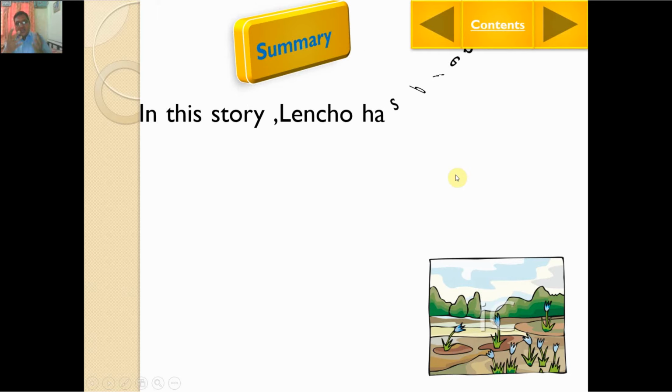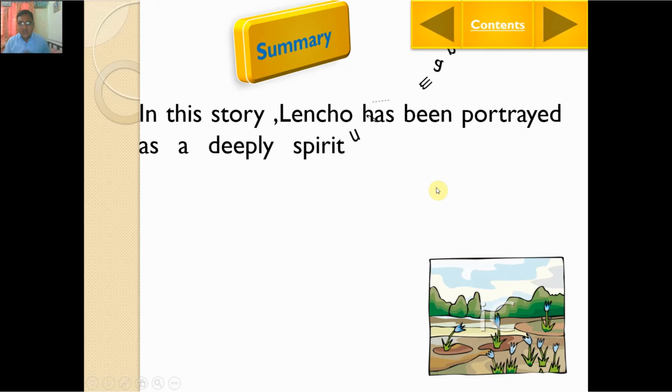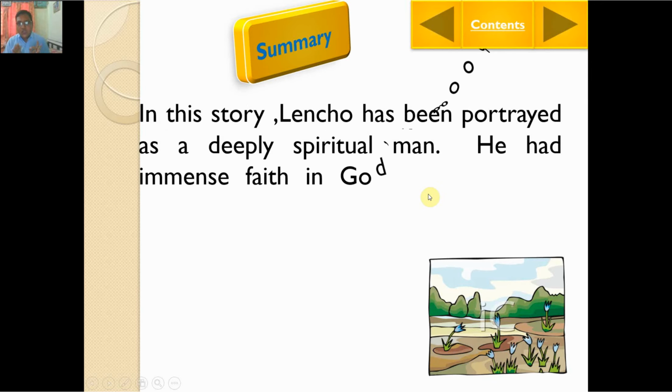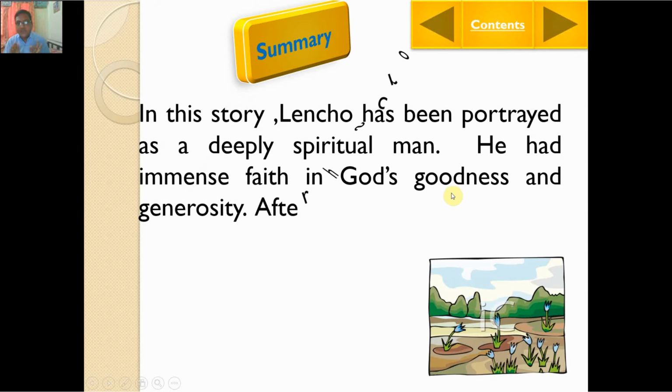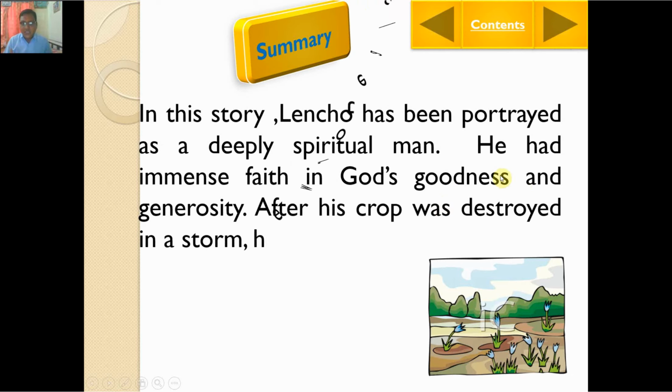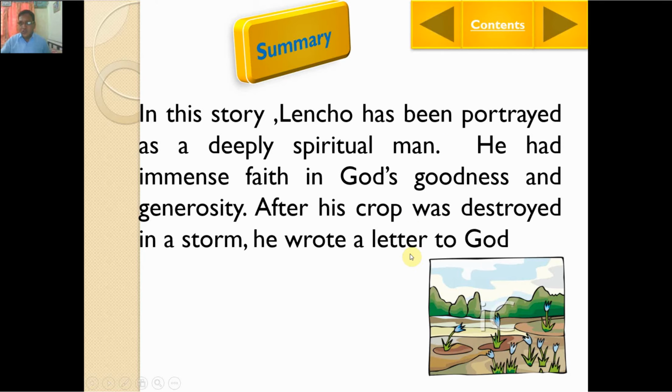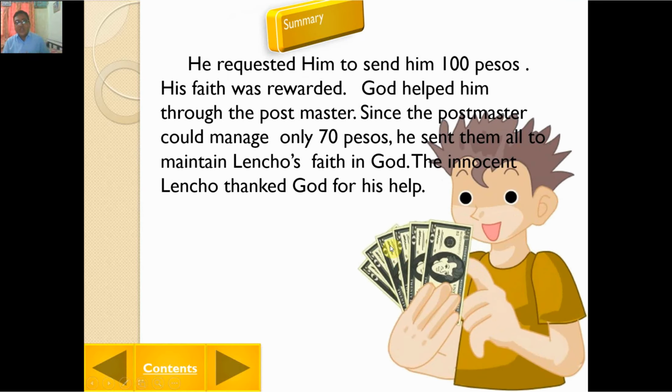Now, a recap summary of the lesson. In this story, Lencho has been portrayed as a deeply spiritual man. He had immense faith in God's goodness and generosity. After his crop was destroyed in a storm, he wrote a letter to God. He requested him to send him 100 pesos. His faith was rewarded. God helped him through the postmaster. Since the postmaster could manage only 70 pesos, he sent them all to maintain Lencho's faith in God. The innocent Lencho thanked God for his help.